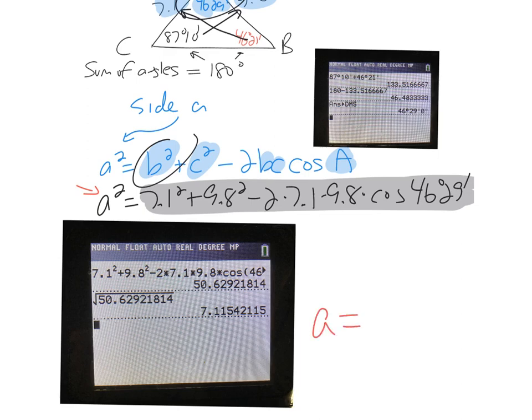And now we have side A to be 7.1. So to solve a triangle means to find all 3 angles and all 3 sides.